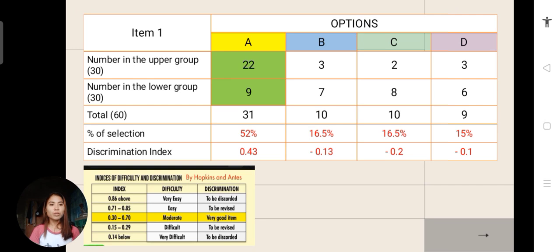And lastly, in option D, we have 3 in the upper group and 6 in the lower group, a total of 9, and the percentage of selection is 15%, and the discrimination index is negative 0.1.